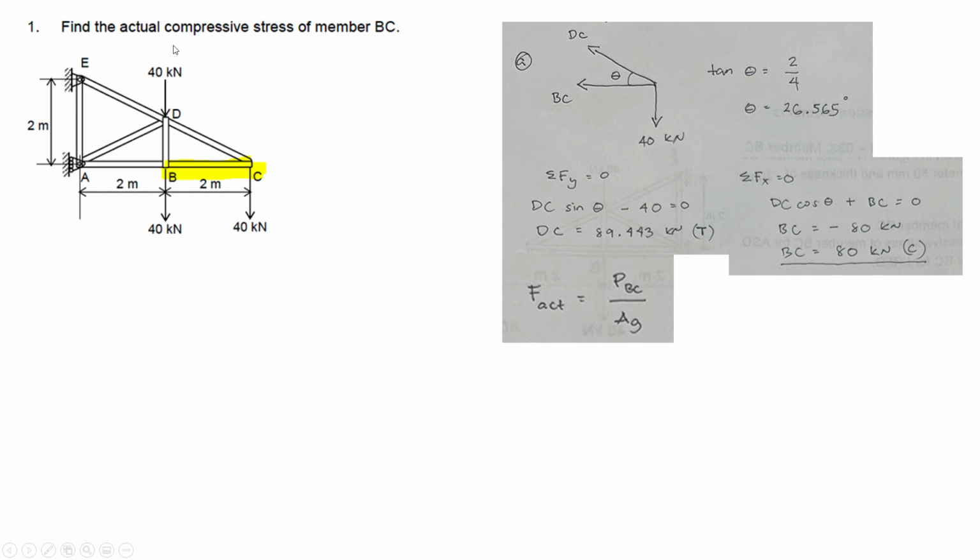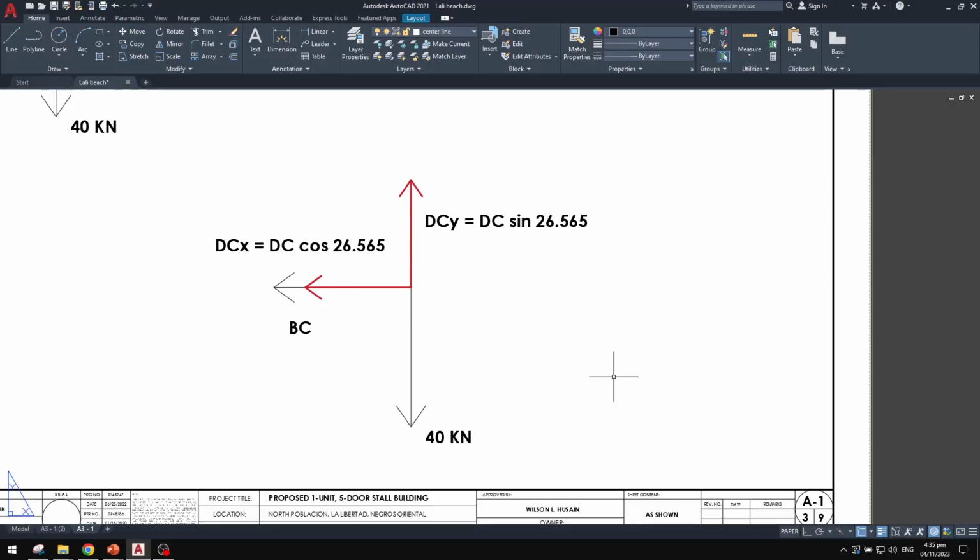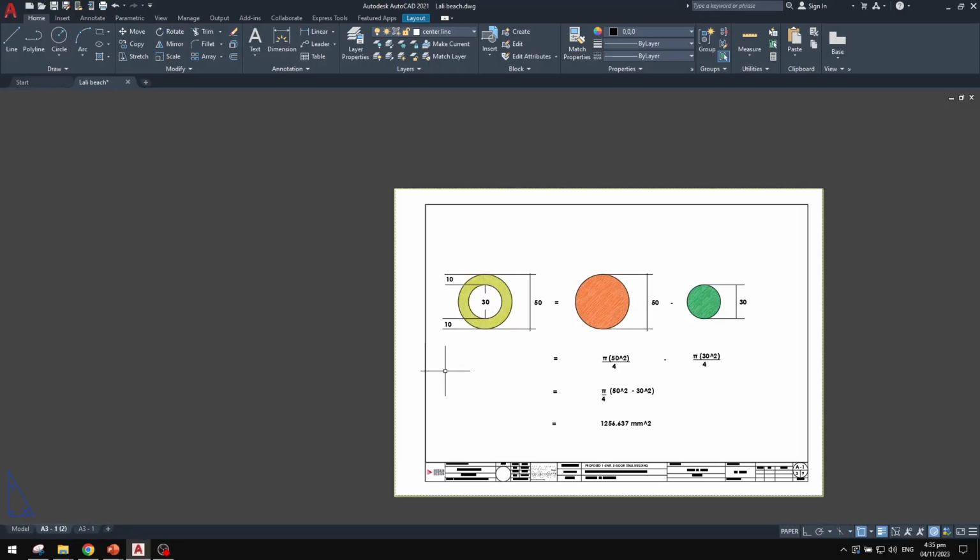Okay? Now, since nahibaw-an na nato ang 80 kilonewton, ready na ta mo solve for actual compressive stress. F actual, going back, is the load in BC over the area gross. Wala pa nato na-solve ang area gross, pero we know kung unsaon pag-solve. Okay. So, for area gross, ari ta sa atong figure.